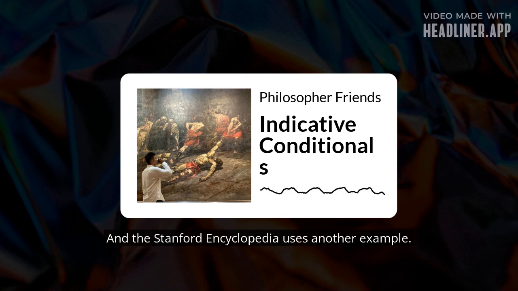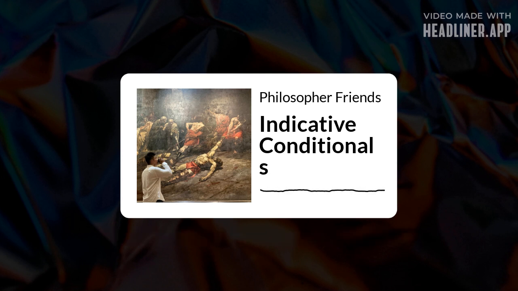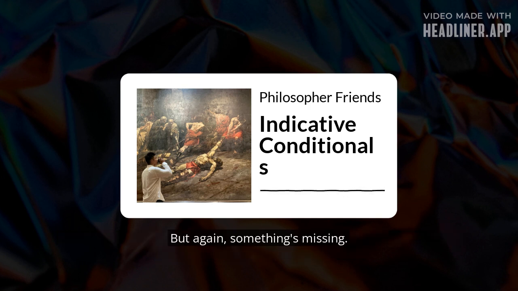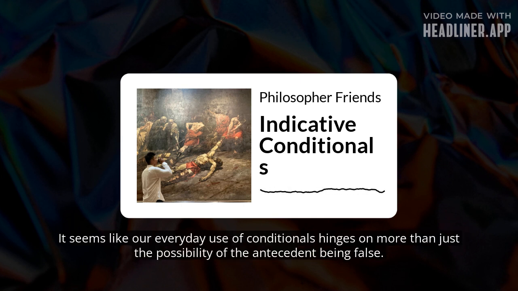The Stanford Encyclopedia uses another example. If I'm recording this podcast, then the earth is round. Which is definitely true, because the consequent is true. But again, something's missing. There's no real connection between those two. It seems like our everyday use of conditionals hinges on more than just the possibility of the antecedent being false.